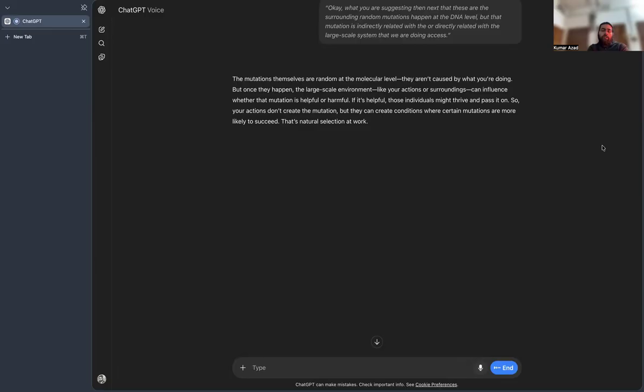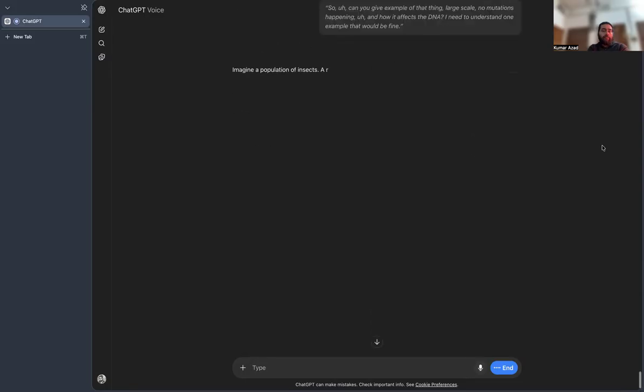So can you give an example of that? Large scale changes, no mutations happening, and then how it affects the DNA. I need to understand one example, that would be fine.